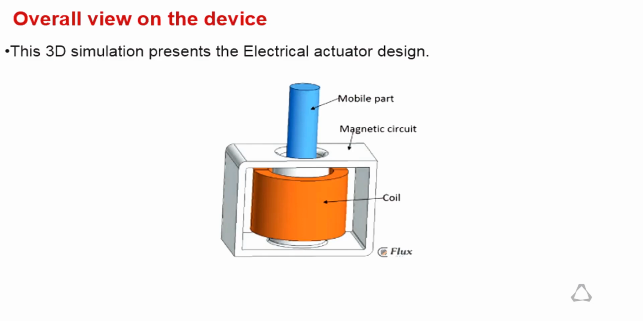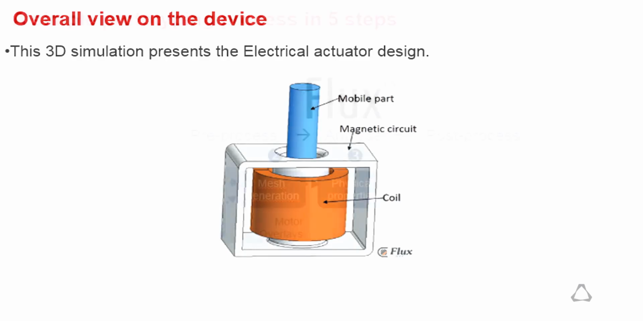In this video, we will study an actuator in Flux 3D. The actuator contains a mobile part, a magnetic circuit which is fixed, and a coil around the central part. The force applied to the mobile part depends on the position and the current that will be applied.